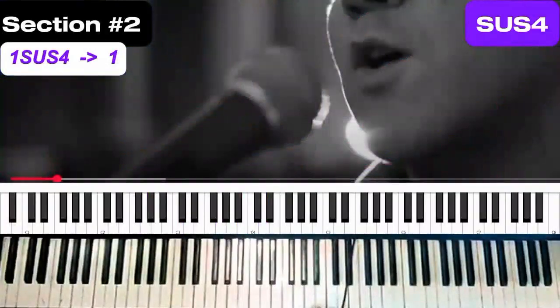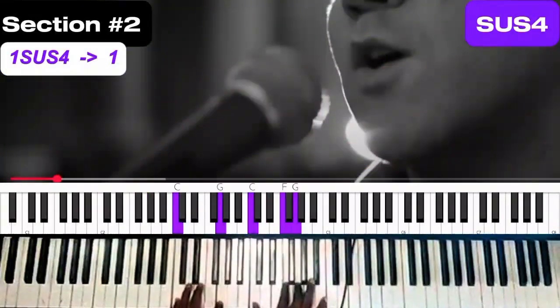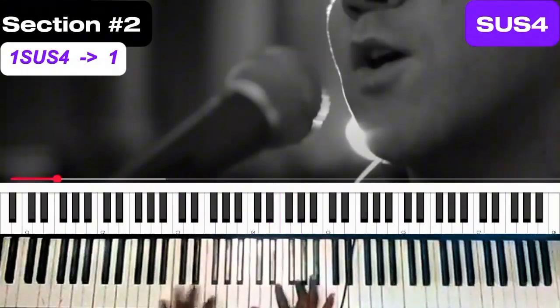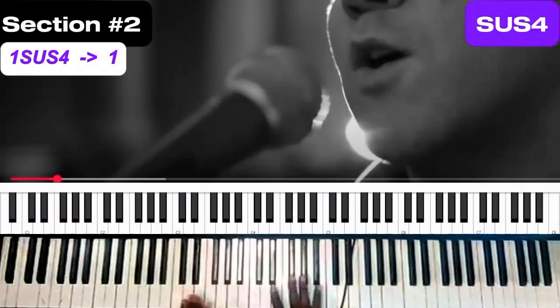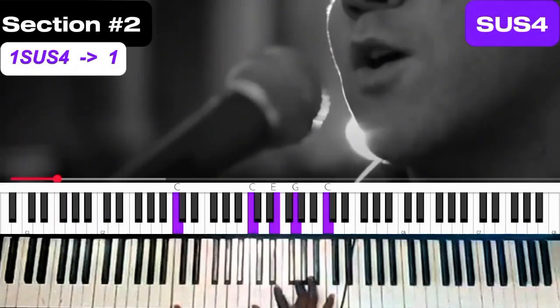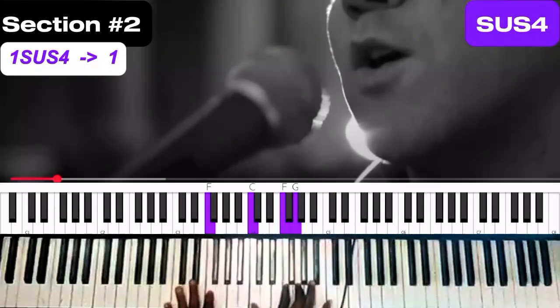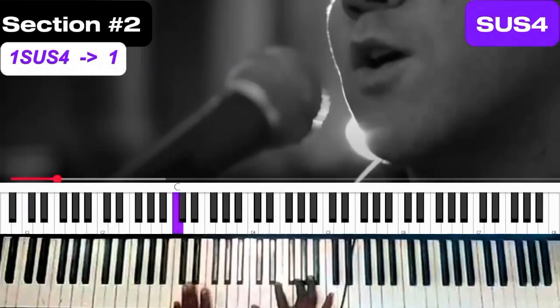Another very popular way of using the 1 sus4 is at the ending part of a song. That is when the song is about to end, either the entire song or maybe just a particular section of the song, like the verse or chorus. So instead of just ending on the chord 1, most times the 1 sus4 is used to get to the chord 1.